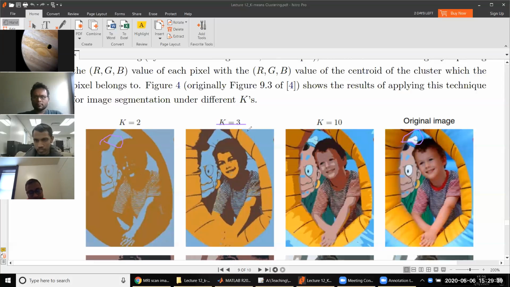Well, let's use k equal to 3. It's more clear, see it? This is clearly a kid, and you can see the background more clearly. And then if I choose 10, it's even more clear. See it? K-means clustering.